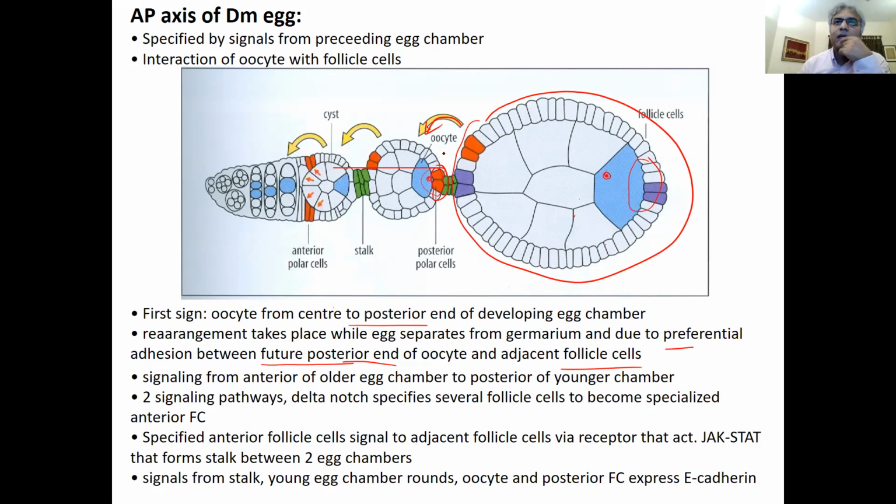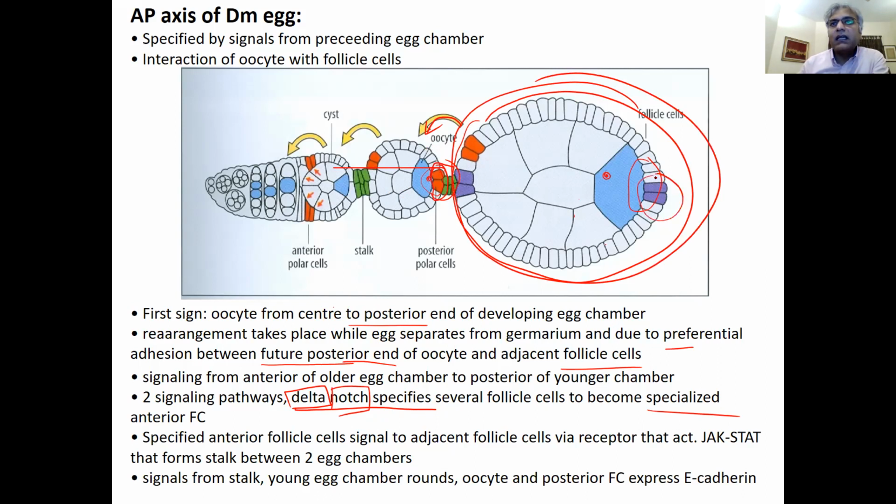Two signaling pathways are very important. One is Delta-Notch, where Delta is the ligand and Notch is the receptor. They specify the follicle cells to become specialized follicle cells. So these cells become specialized follicle cells. Similarly, this egg chamber also received signaling when it was at this stage, or this one. So this communication is continuously taking place.